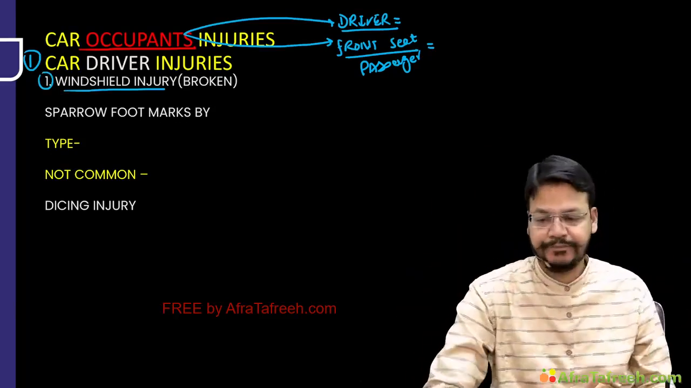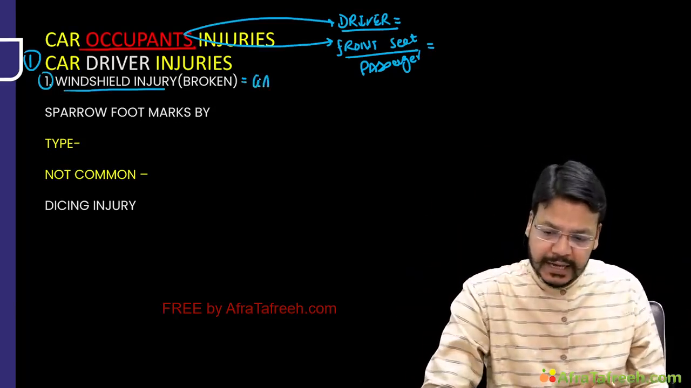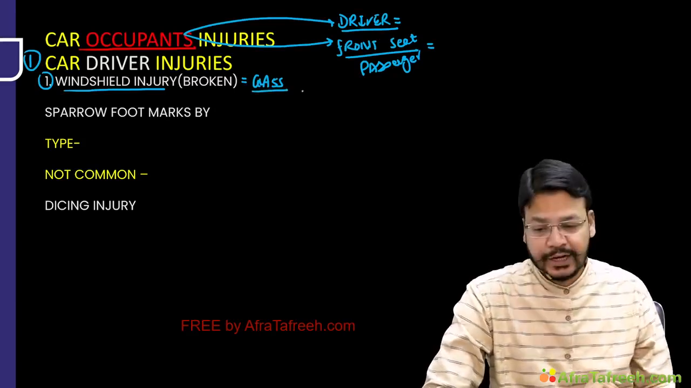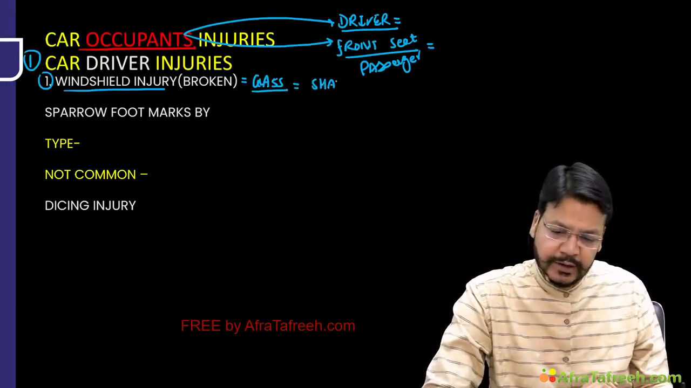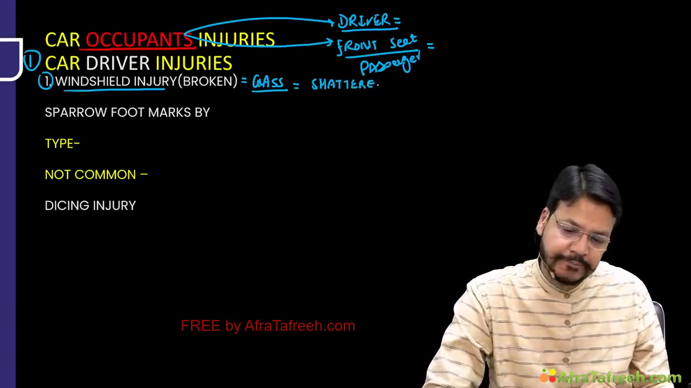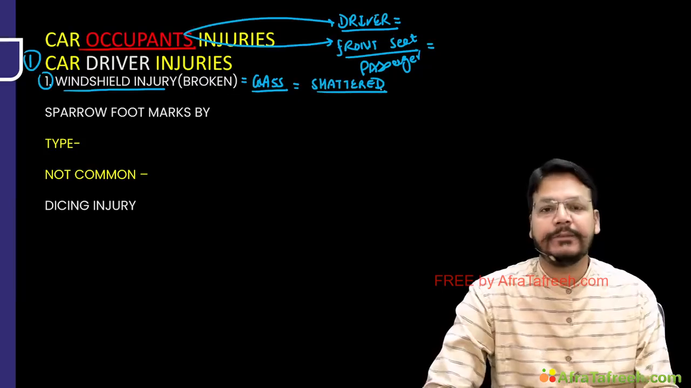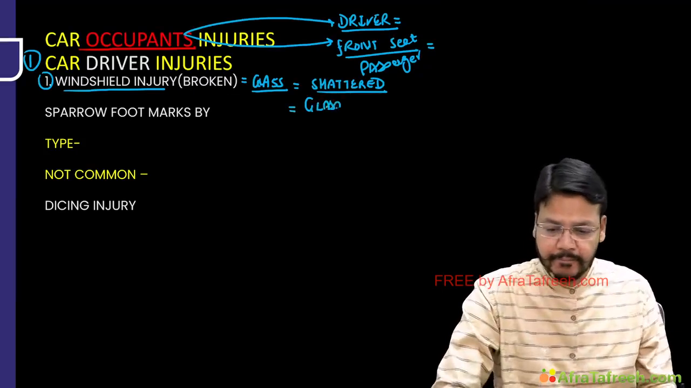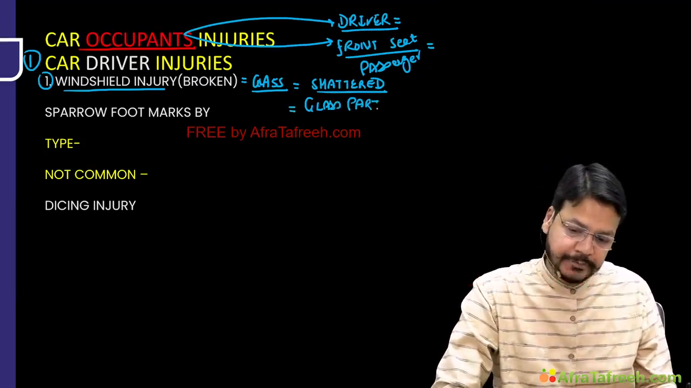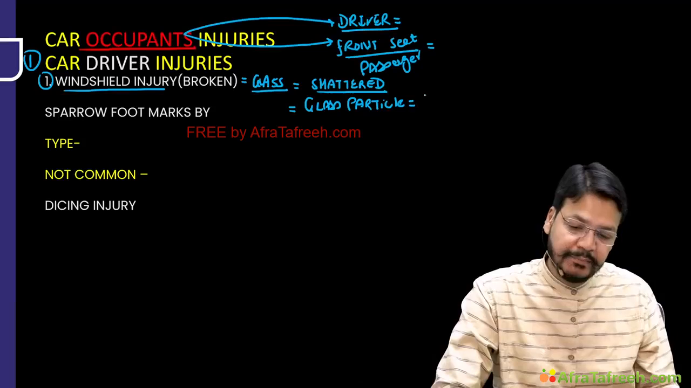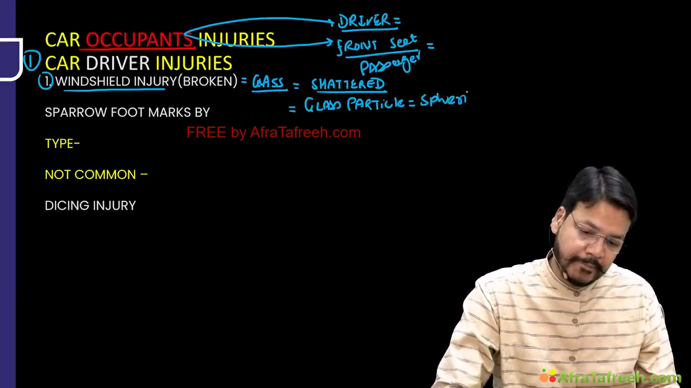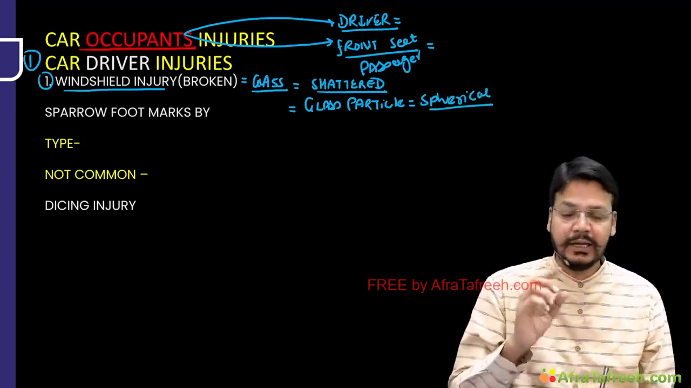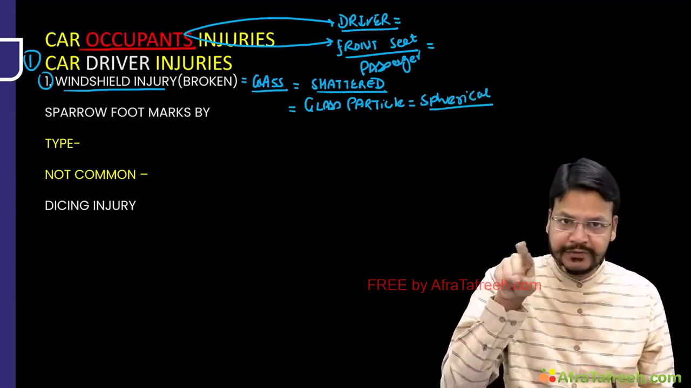Windshield, the glass. If the windshield glass is broken, actually, sir, after it is broken, it is a shattered glass. The glass fragments or glass particles can be spherical or cubical. So this glass is shattered glass. The glass particles, glass fragments are spherical and cubical.